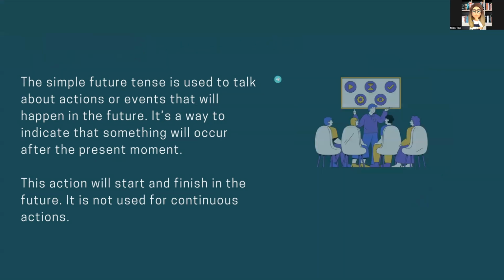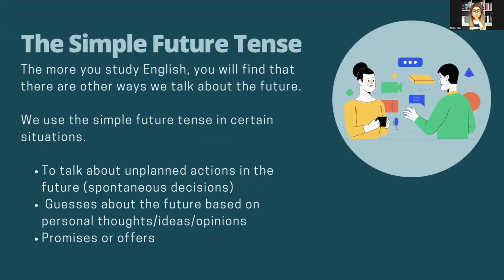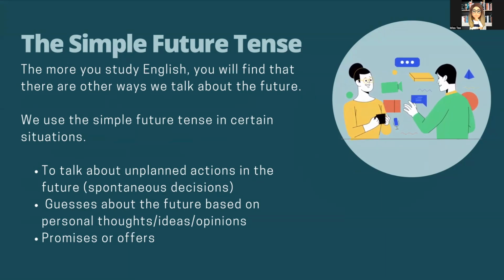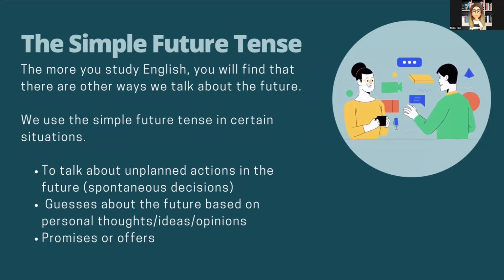So let's look at it in a little more detail. The more you study English, the more you're going to learn that there are many ways that we talk about the future, which makes it a little bit complicated to learn. When we're using the simple future tense, we only use it in certain situations. We use it to talk about unplanned actions in the future, also known as spontaneous decisions. We use it to talk about guesses about the future based on personal thoughts, ideas, and opinions. Or we use it to talk about promises or offers to do something.